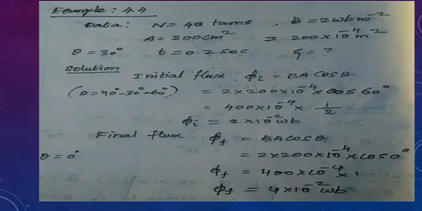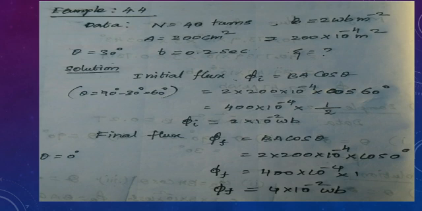Now, see the data. N is 40 turns, magnetic field 2 Weber meter power minus 2, area 200 centimeter square. That centimeter square is equal to 200 into 10 power minus 4 meter square, because centi means 10 power minus 2, and squared, that's why 10 power minus 4. And theta is equal to 30 degree and t is equal to 0.2 seconds. You have to find out the EMF.